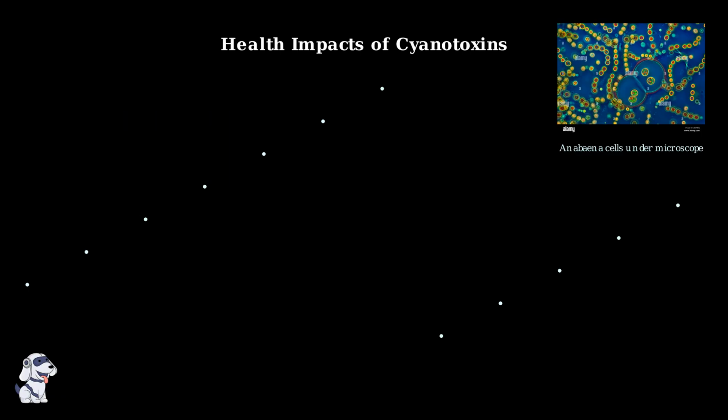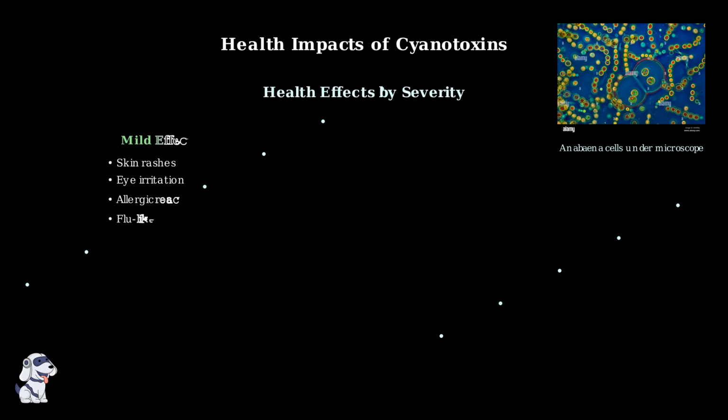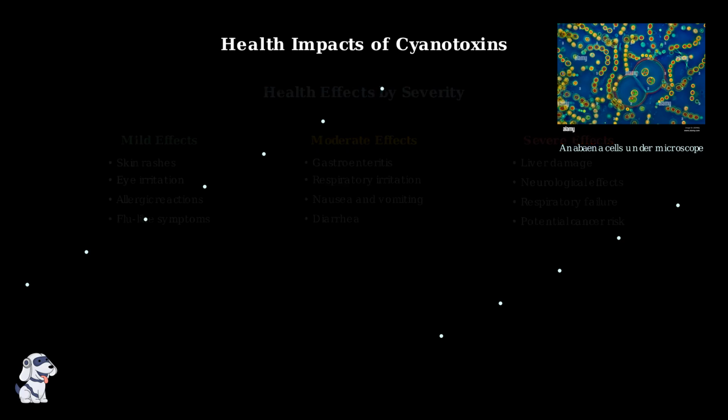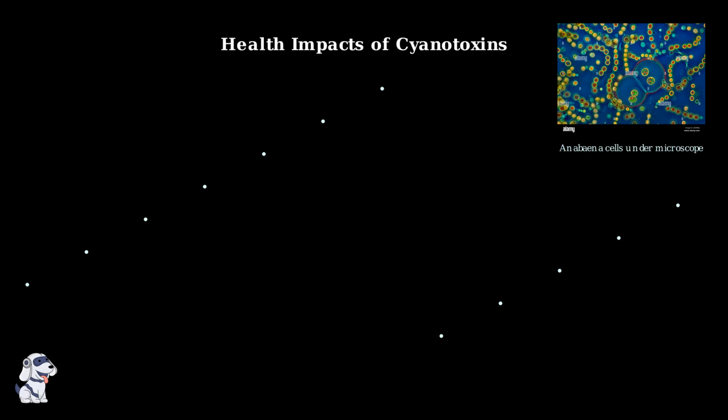Now let's examine the specific health effects that can result from cyanotoxin exposure, ranging from mild symptoms to serious organ damage. Health effects from cyanotoxins can be categorized by severity. Mild effects include skin rashes, eye irritation, and allergic reactions that feel like flu symptoms. Moderate effects involve the digestive and respiratory systems, causing gastroenteritis, breathing problems, nausea, vomiting, and diarrhea. The most serious effects include liver damage, neurological problems, respiratory failure, and even potential cancer risk from long-term exposure to certain toxins like microcystins.